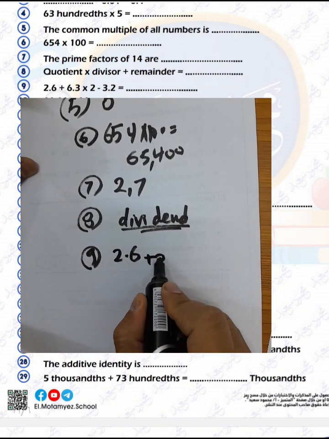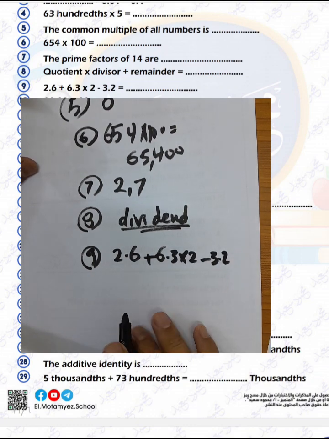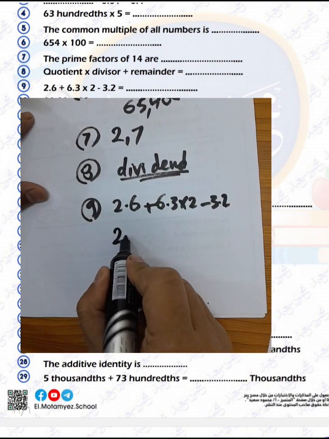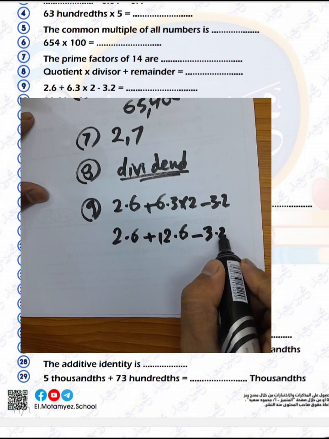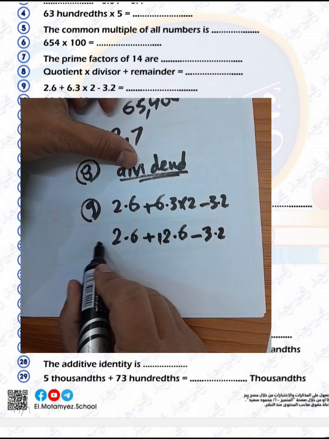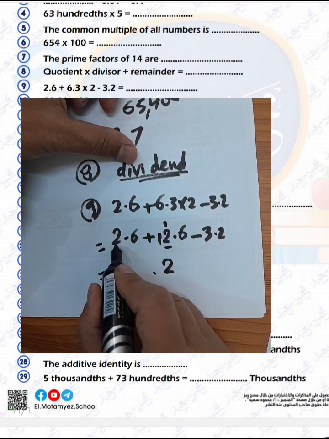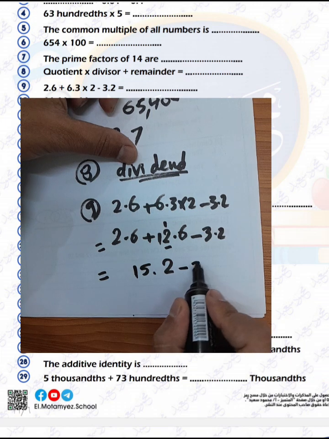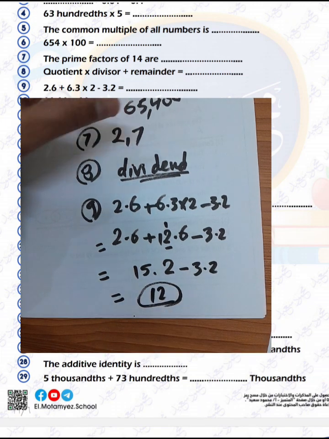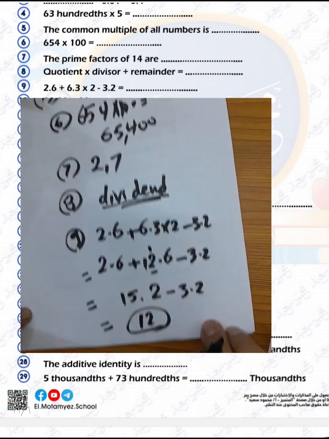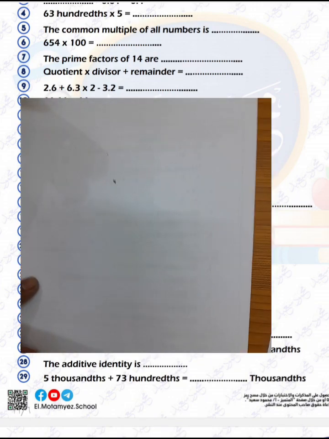2.6 plus 6.3 times 2, subtract 3.2. Write 2.6 plus, 2 times 3 equals 6. 2 times 6 equals 12, plus here, and subtract 3.2. 6 plus 6, 12. Write 2 and carry 1. 3 plus 2 is 5. Write 1. Subtract 3.2. It will be here 12. The difference between them will be 12. Okay. That was question 9. Question number 10.